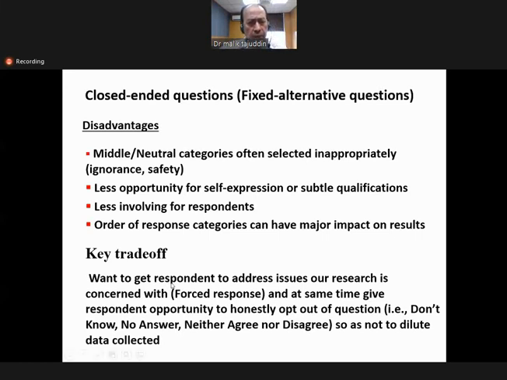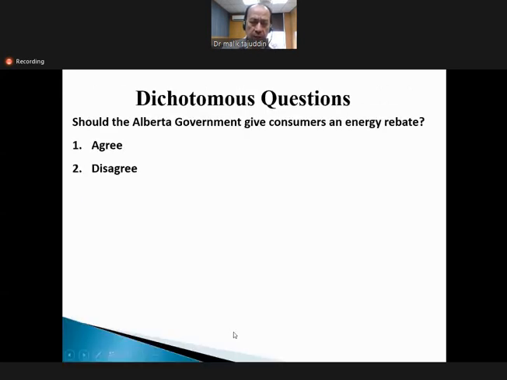What is the key trade-off? We want to get the respondent to address the issues our research is concerned with, a forced response, and at the same time give respondents the opportunity to honestly opt out, that is, don't know, no answer, neither agree nor disagree, so as not to dilute the data collected. So they should be given an option to give answers like that, along with or besides the fixed responses that you have given them.